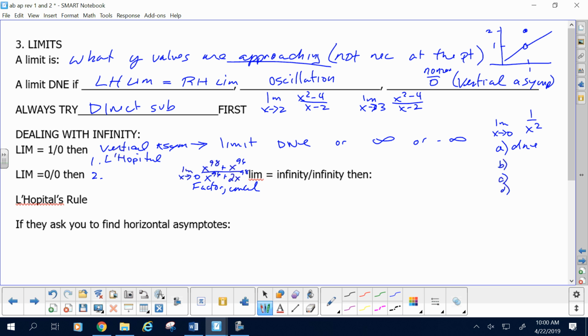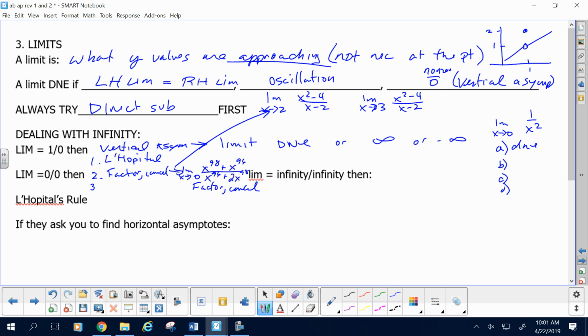Okay, so another possibility is, all right, yeah, you could do L'Hopital, but could it be a factor and cancel? Look at this guy. I mean, isn't this 0 over 0? Yeah, and could I do L'Hopital here? Yeah, it wouldn't be too bad, but couldn't you just as easily factor out an x minus 2, drop the x minus 2, then put in 2 and get 4? Okay, so another possibility is factor and cancel. That's this or this.